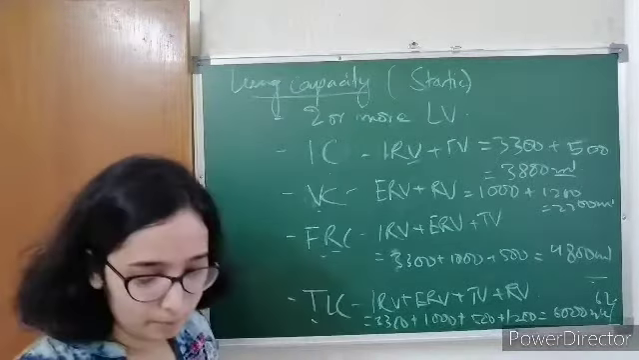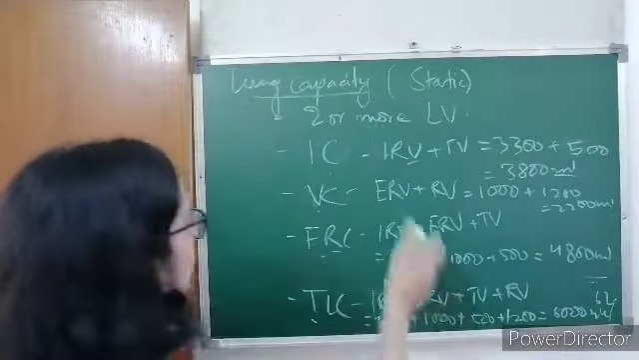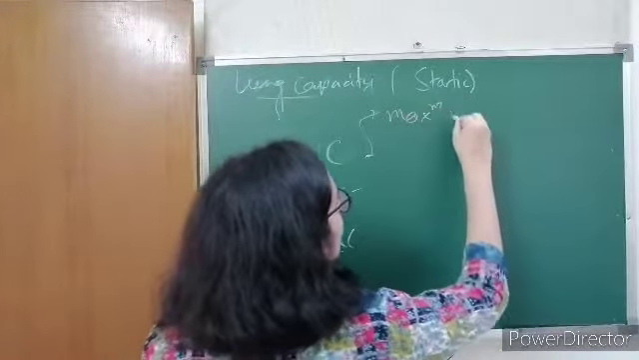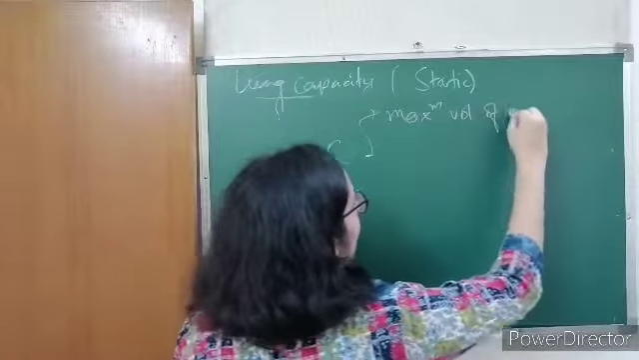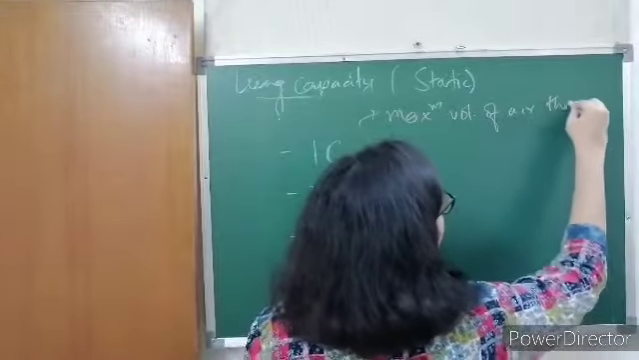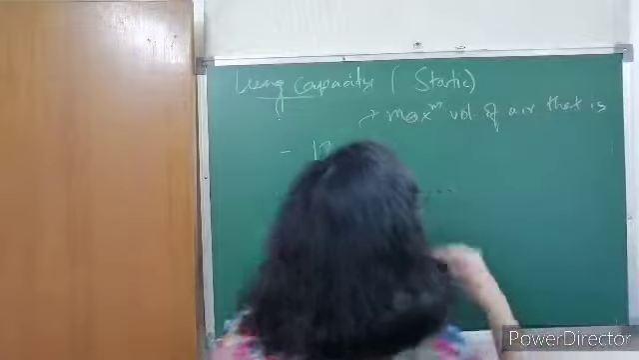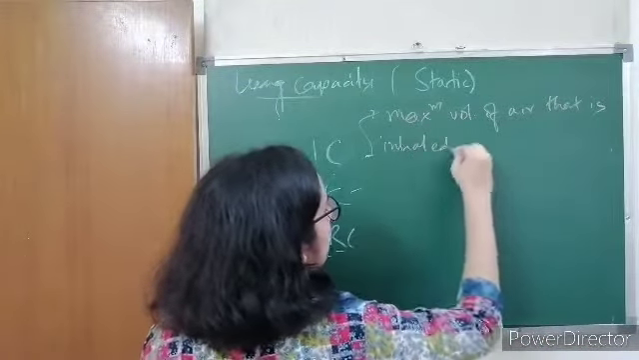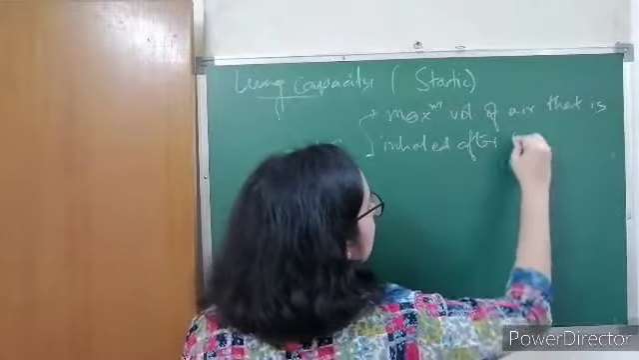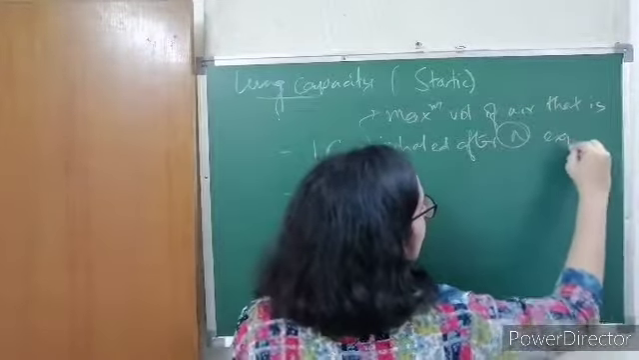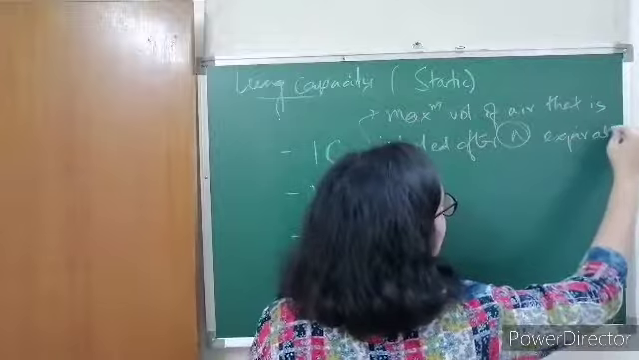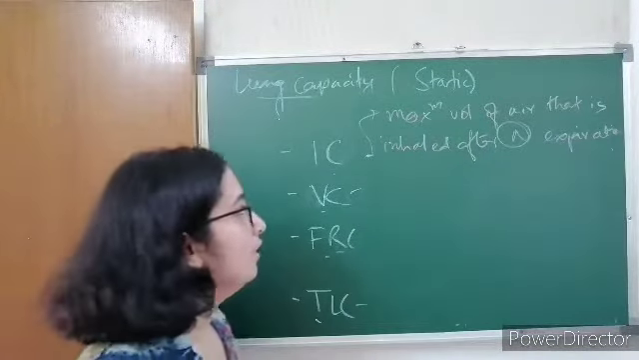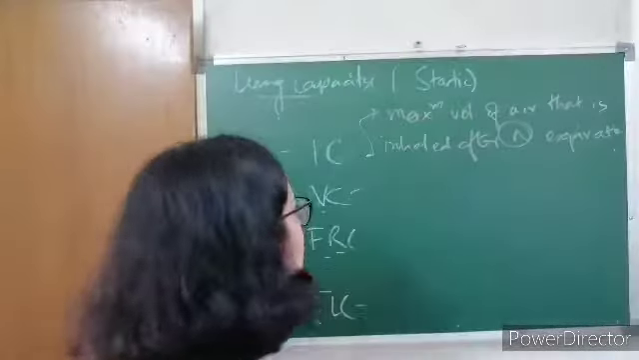Now I come to the definition of each of these. It is the maximum volume of air that is inhaled after a normal expiration. Okay, so IC will be the maximum volume of air that is inhaled after a normal expiration.